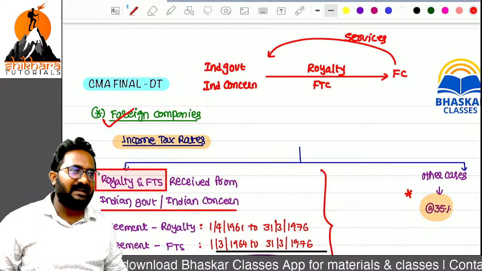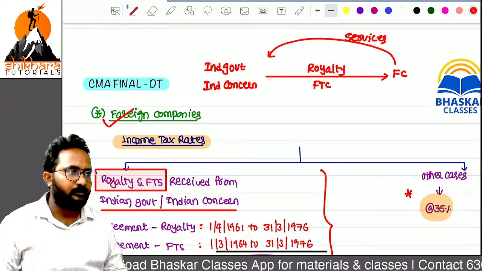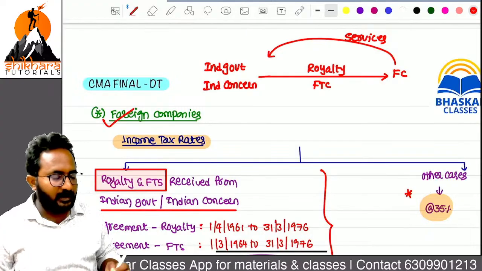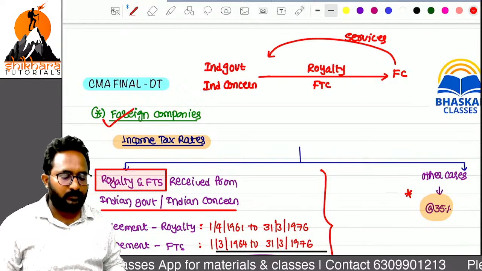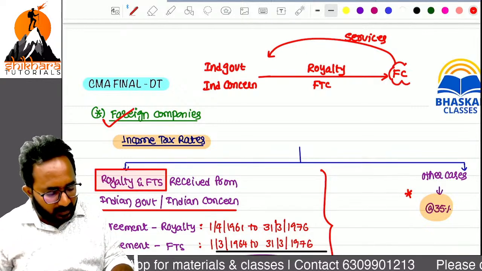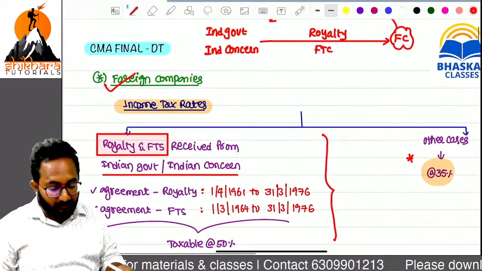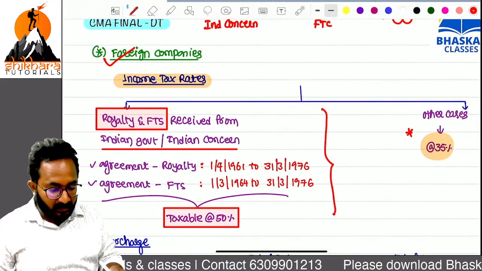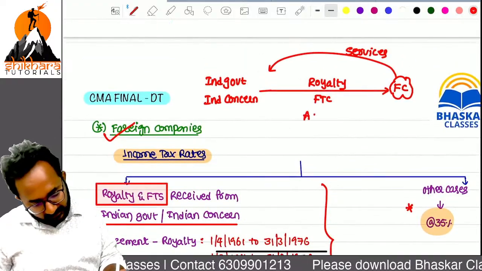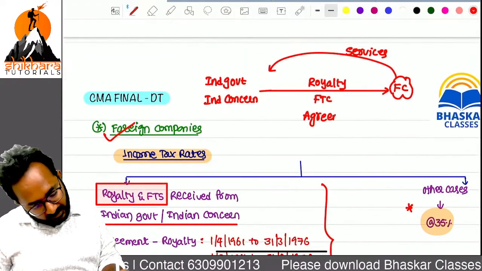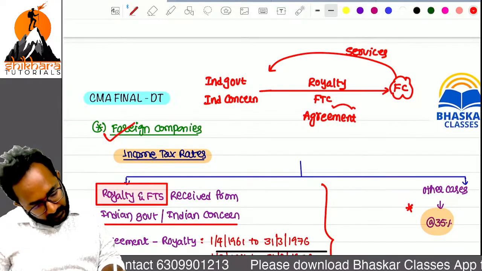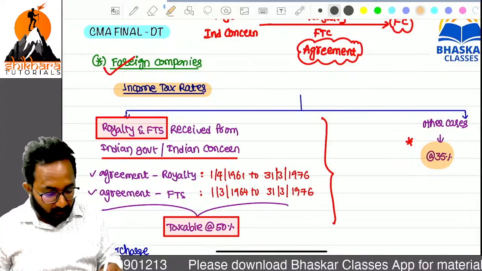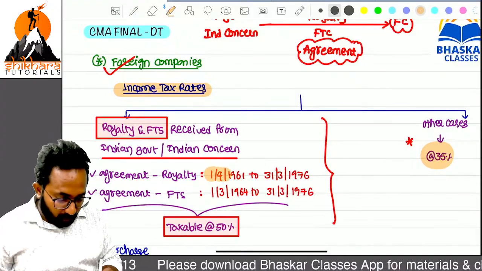Indian government, Indian concern. Concern means what, ma? Entity. So they have given some service. That's why we have to pay what, ma? Some fees. That fees for technical service or royalty, in the hands of the foreign company, is taxable at the rate of what, ma? 50%, depending upon the agreement between these two parties. Sir, if that agreement date is related to royalty, yes, these dates you have to remember, ma.